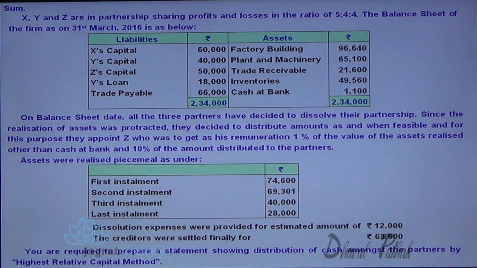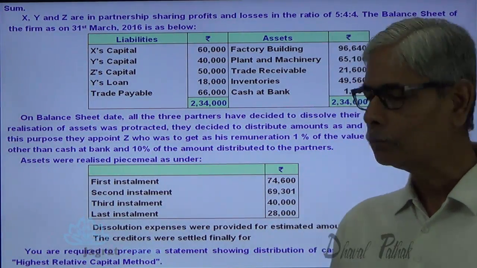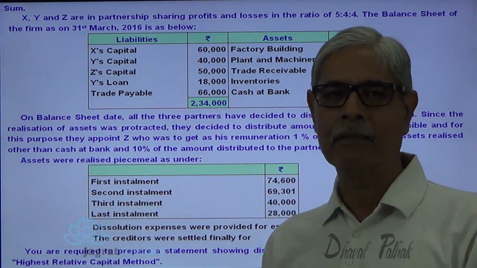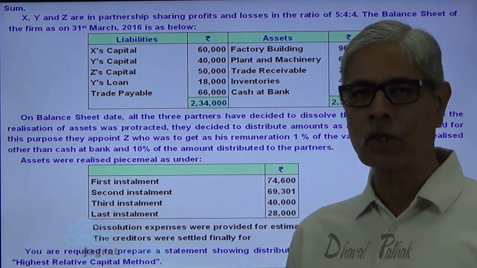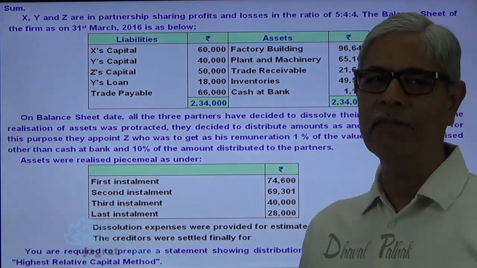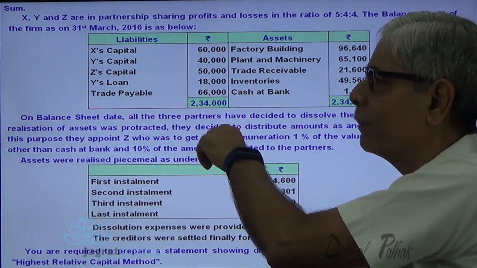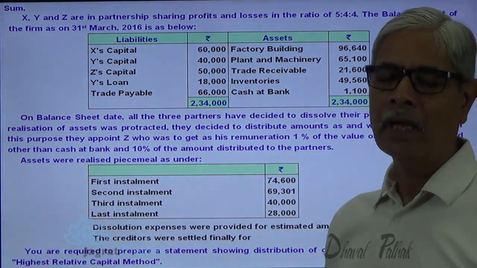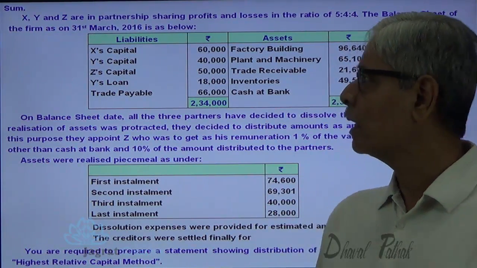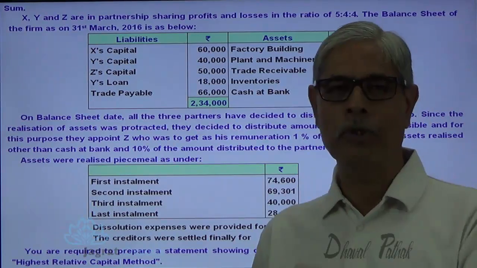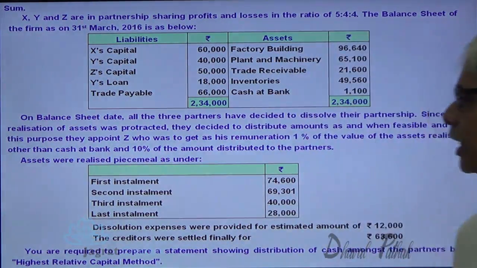Now see, this is a sum on piecemeal distribution that I am supposed to solve. The number of columns to be prepared in a piecemeal distribution statement depends on the liability side. So there will be one column for X capital, a second column for Y, Z capital, these three capital columns, a loan column and an outsiders creditors column. There will be one more column for cash to be distributed and a particulars column. So let me prepare first of all the piecemeal distribution statement.